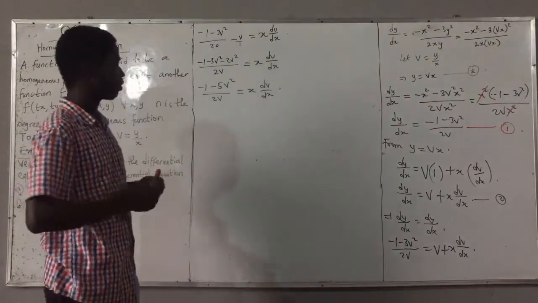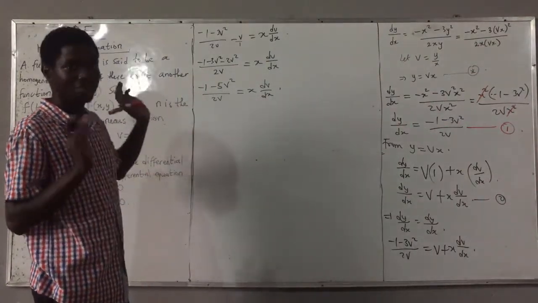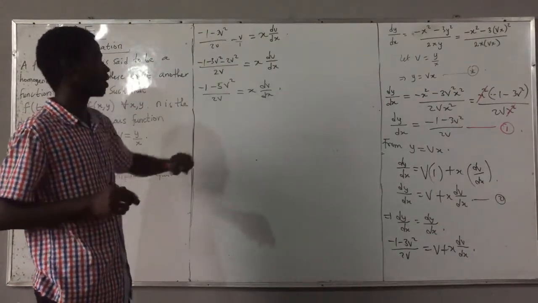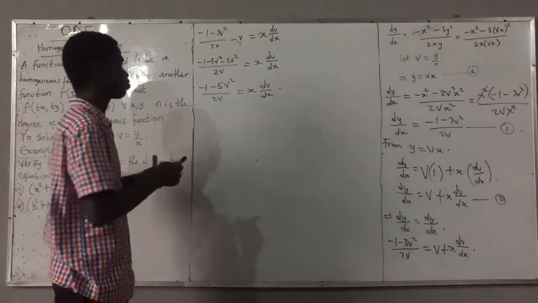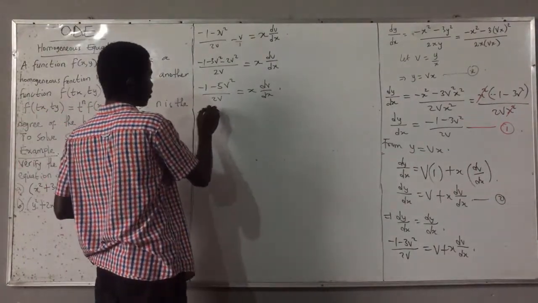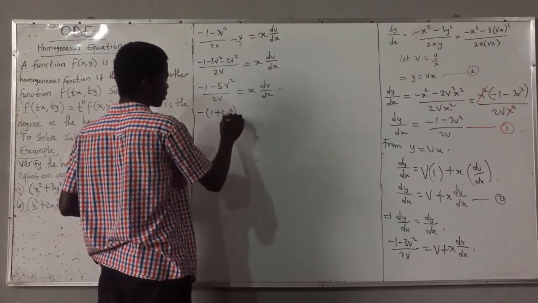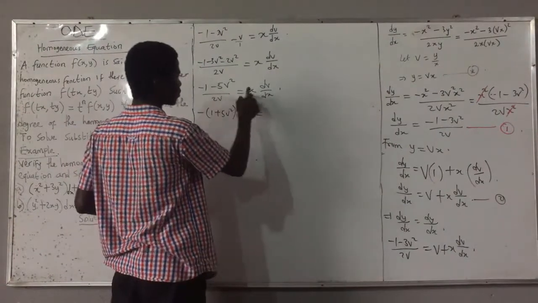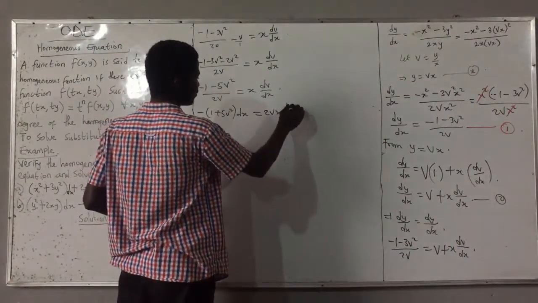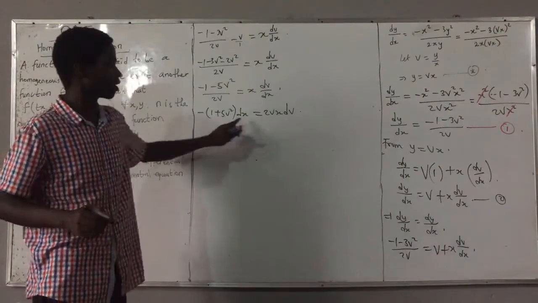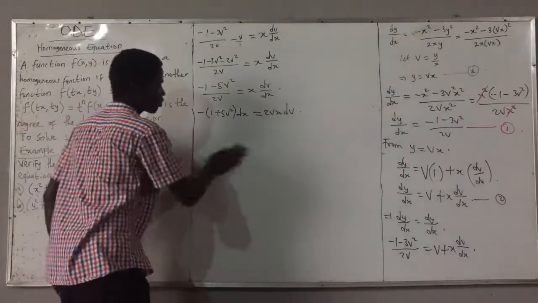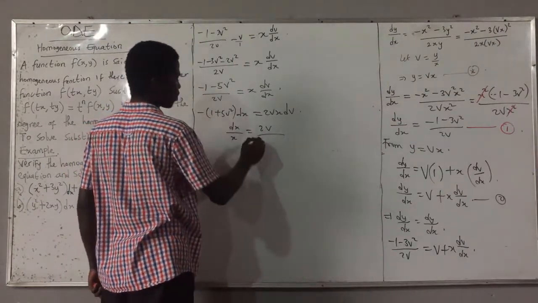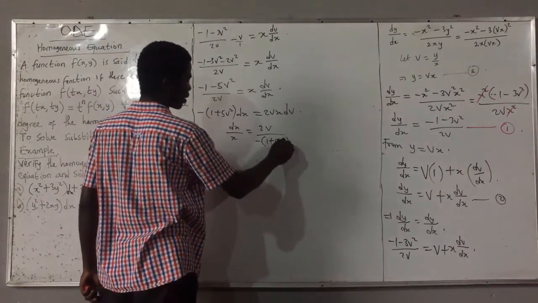Do you understand? So now you can see that it is now variable separable. Bring all the x to one side and all the v to the other side, or better to cross multiply so that it will be obvious. Let me factorize this minus. I have 1 plus 5v squared dx, isn't it? When you cross multiply, that's what you have, is equal to 2vx dv. Let this x come here, let this one go there. So you have dx over x equal to 2v over minus 1 plus 5v squared dv.